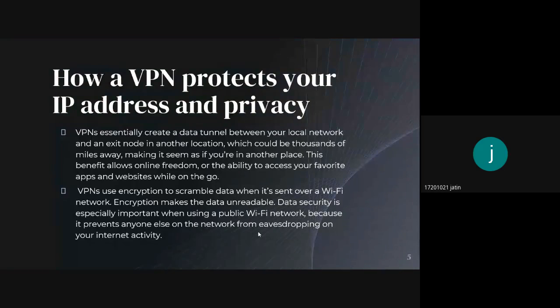VPNs use encryption to scramble data when it is sent over a Wi-Fi network. Encryption makes the data unreadable. Data security is especially important when using a public Wi-Fi network because it prevents anyone else on the network from eavesdropping on your internet activity.